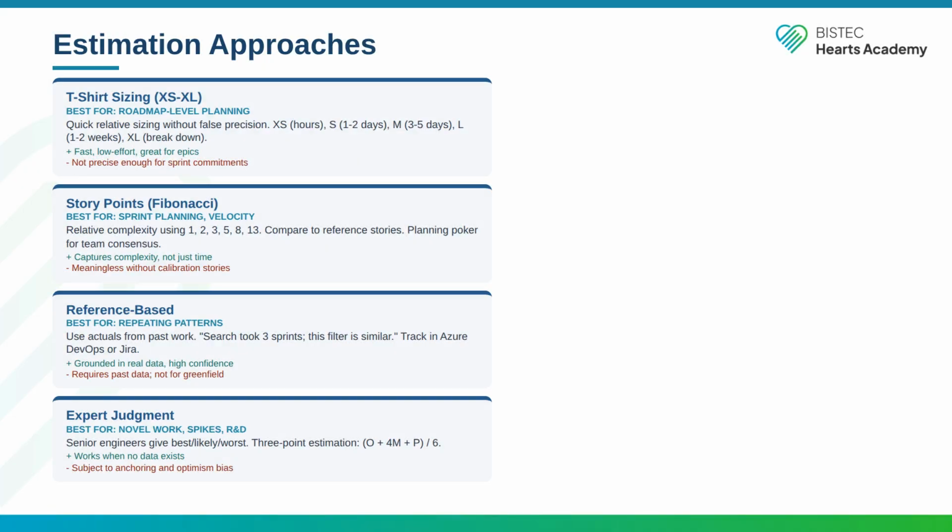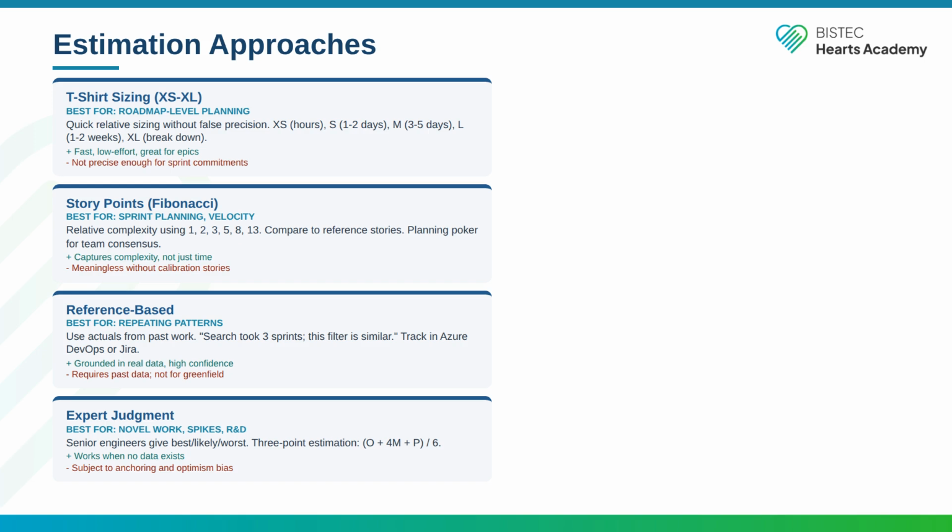Hour 3. Delivery planning. Starting with the part everyone gets wrong, estimation. There is no single estimation technique that works for everything. You need at least 2 in your toolkit, and you should know when to use each one. T-shirt sizing, extra small through extra large, is for roadmap level planning and early backlog grooming. You are not trying to be precise. You are bucketing work into rough sizes.